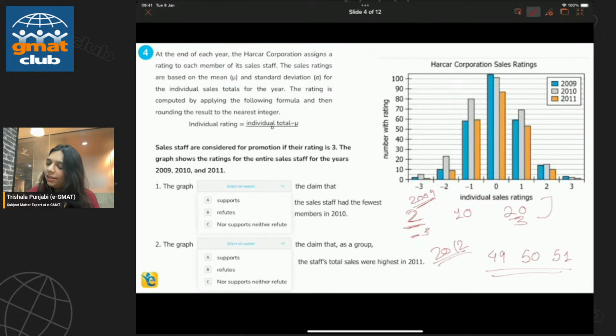Now, what does this say? Number with rating. This 10 million could have been made by 100 people, and this 50 million could have been made by one very, very intelligent person. Can we say that? Because we don't know, right? We just know how many people had those ratings. We don't know how many sales were made. So this axis is not telling us anything.